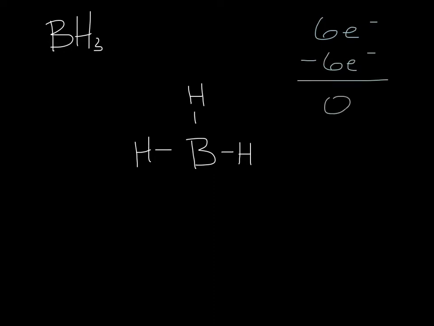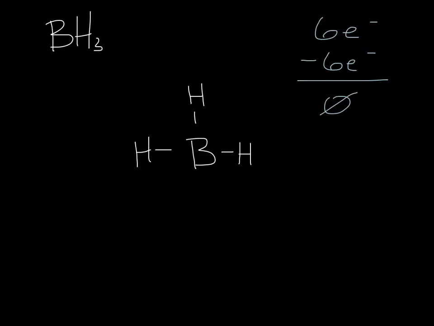Next, let's take a look at BH3. So boron has 3 valence electrons, and then we've got 3 hydrogens. So that gives us a total of 6 valence electrons. And let's lay out our skeleton structure. So step 1 and step 2, we would have boron attached with 3 hydrogens. And so that's 2, 4, 6 electrons. Subtract 6 electrons from the bank. Oh, that was easy. Now we've got 0.